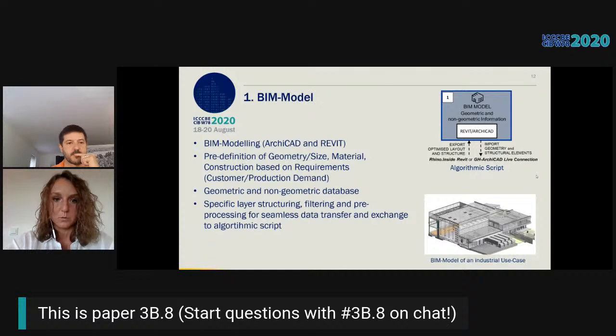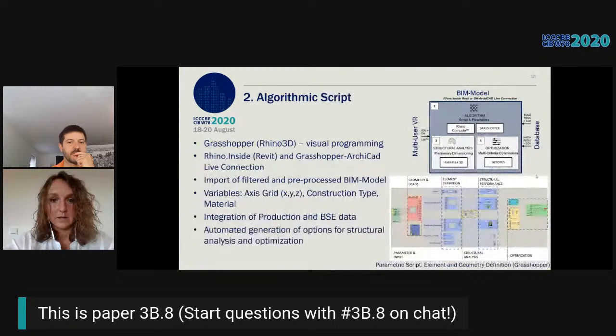So the BIM model will be the geometric and non-geometric database. We will define there the specific layer structuring, filtering, and pre-processing so that the seamless data transfer is possible to the algorithmic script. We will use Archicad and Revit. And within the algorithmic script, we will use Grasshopper as visual programming language. And to the BIM model, there is Rhino Insight and Grasshopper Archicad Live Connection as connection.